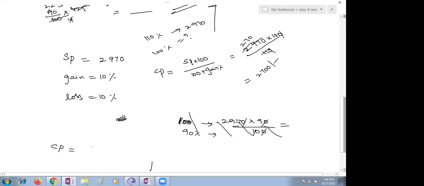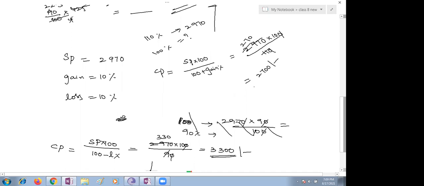If loss happens, how do you find the cost price? SP into 100 by 100 minus loss percent. Since loss is happening, you are supposed to subtract: 100 minus loss percent. So here, 2970 into 100 divided by 90. This is the mistake we are making continuously. 100 minus loss 10% is 90, so you can cancel here. 9 threes are 27, again 9 threes are 330, into 10 is 3300.